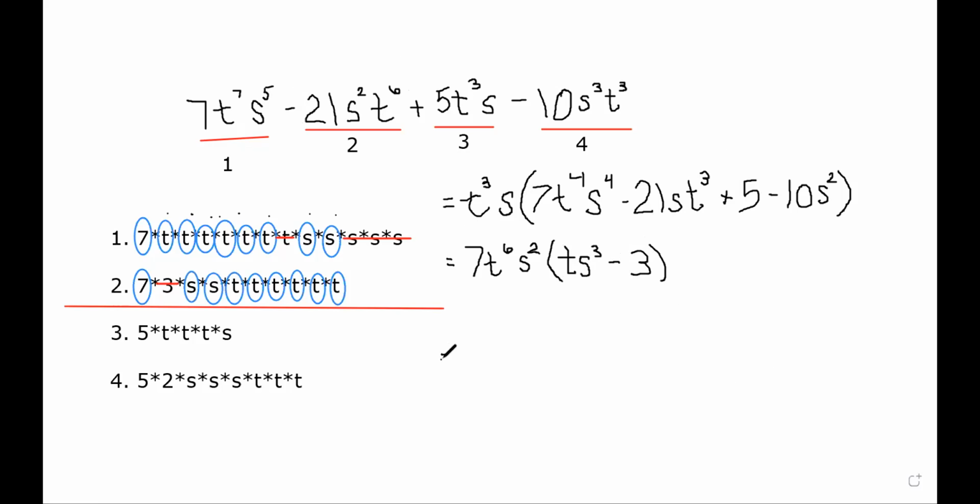Now we can factor by grouping the second one. So let's see. They both have five. They both have one T. They both have two T's. They both have three T's. They both have one S. And that is all that they both have because there's nothing left for number three to have, right? Everything in number three is factorable. And I'll show you what to do with that. Number four has a two and a couple extra S's.